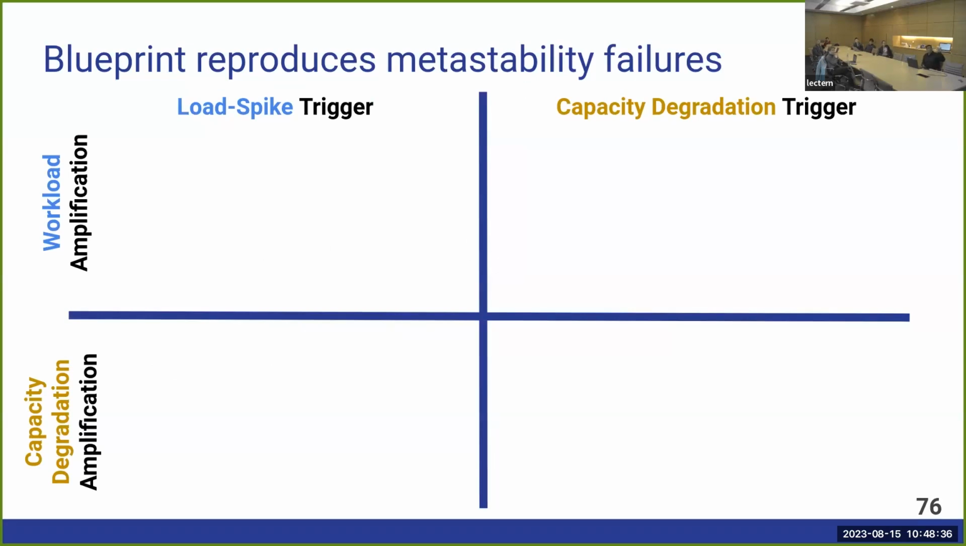According to the literature, there are 4 types of metastability failures. This is a paper from OSDI 2022, which talks about how they occur in real systems. There are 4 types, where one is the load spike trigger, so you have a sudden increase in the load. The other is that your capacity to deal with the workload is reduced. On top of that, because of these triggers, you can either amplify the workload, or you can have capacity degradation, where it just keeps reducing and reducing.